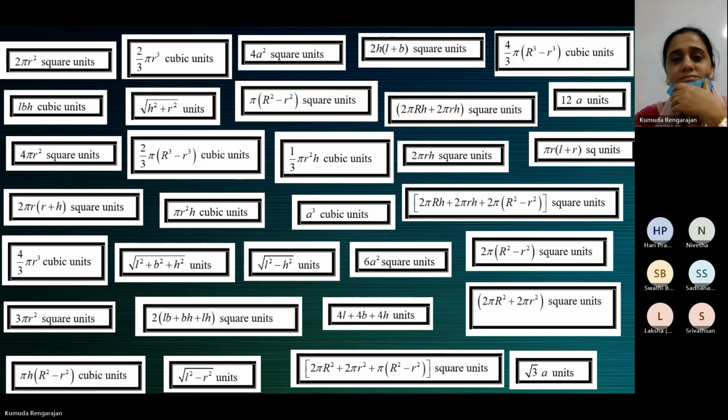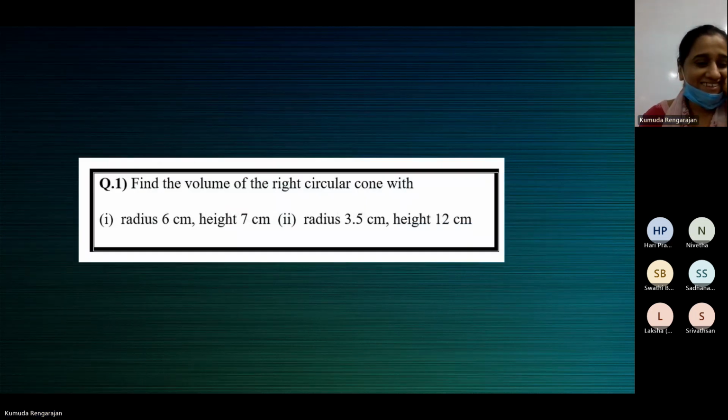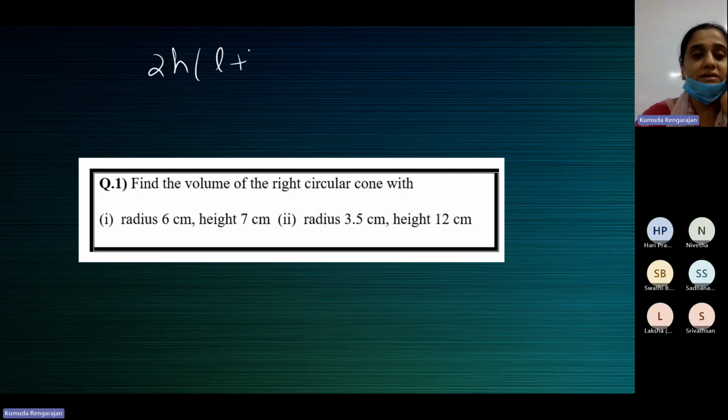This one? Curved surface area of a cuboid. Yeah, correct. CSA of a cuboid. Okay. 2H into L plus B.